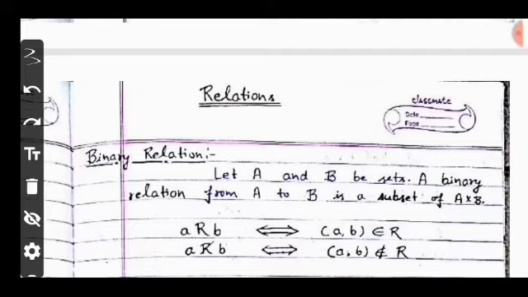So, start from binary relation. A binary relation is defined as, let's set A and B. A binary relation from A to B is a subset of A Cartesian product B. So the relation is represented like A relates to B if and only if (A, B) belongs to R, and also we say that A does not relate to B if and only if (A, B) does not belong to R. Now move on.